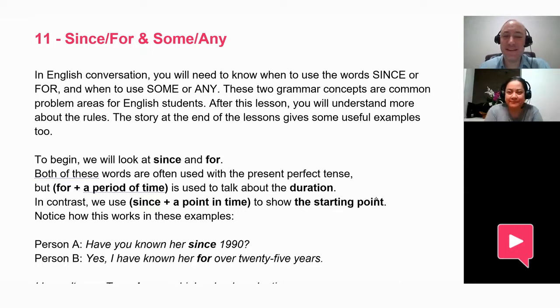I'm doing great. So today we will do Module 11, Since for and Some and Any. I like this lesson because a lot of people make mistakes with these. Some of my most advanced students make mistakes with the smaller words in English. And these are some examples of smaller words that often cause people to get confused or make mistakes.